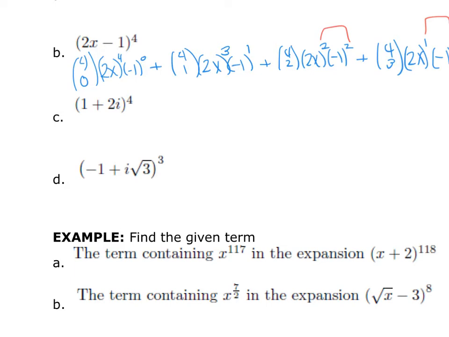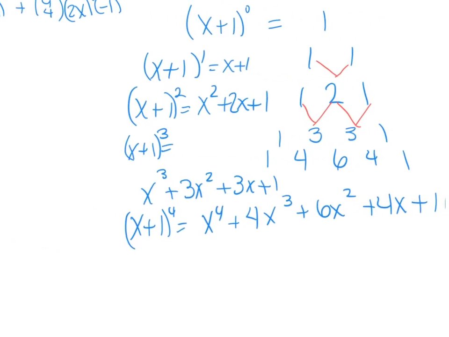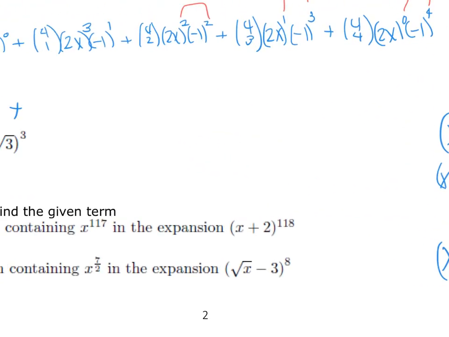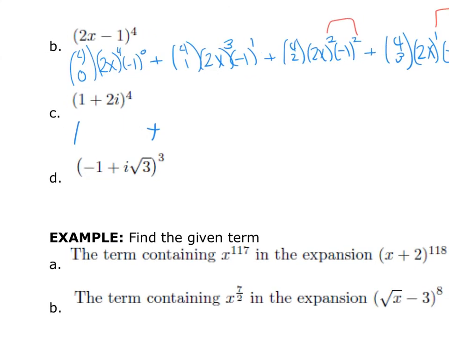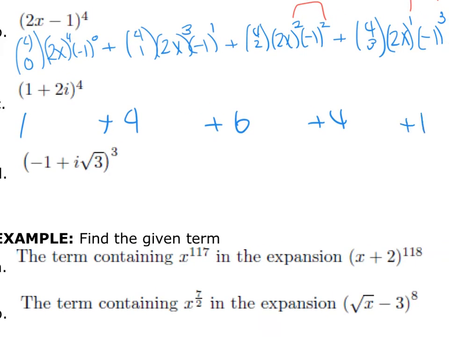What I'm going to do, because it's a power of 4, is use the row of Pascal's triangle for a power of 4, and I'm going to write my coefficients first. I assume it's always plus. So I start with a coefficient of 1. My next one for a power of 4 is 4, then 6, 4. So I'm going to give myself space: 1, 4, 6, 4, and then 1. All of those numbers just represent the coefficients.